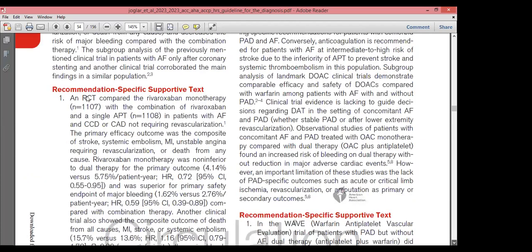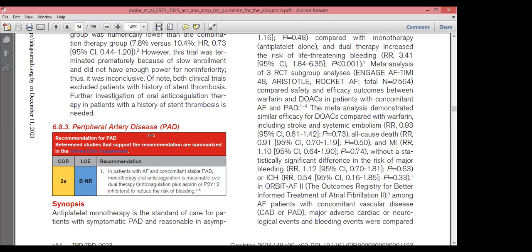Then class 2B indication, this one is for peripheral arterial disease. They recommend that in patients with AF and concomitant stable peripheral arterial disease, monotherapy with oral anticoagulation is reasonable over dual therapy, that's anticoagulants and antiplatelets, to reduce the risk of bleeding. So people that have AF and stable peripheral artery disease, anticoagulation alone is preferred over anticoagulation and antiplatelet therapy. This is a class 2B.